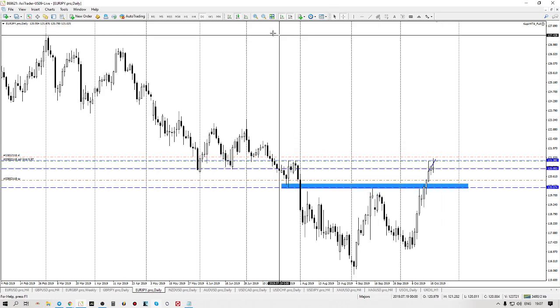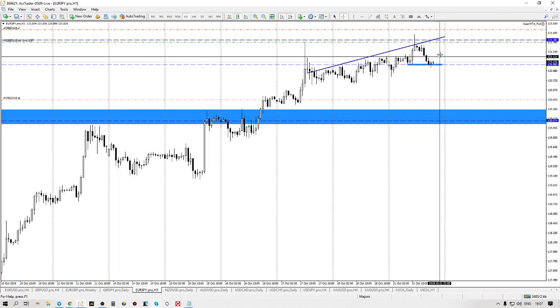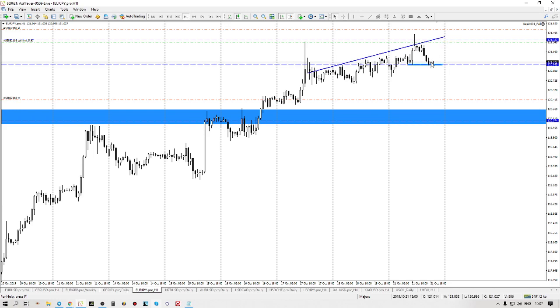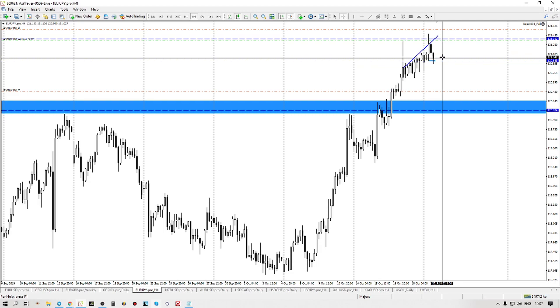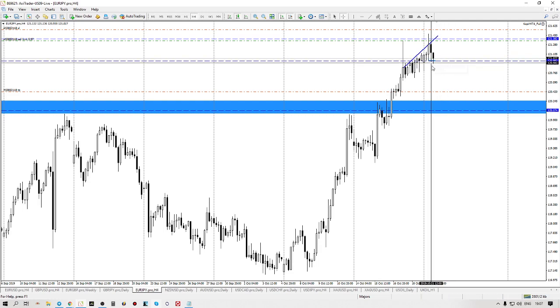That's why, yes, we missed this entry. I still wait to see whether price will hit it, because only when a 4-hour candle closes below it, I will close the pending order.